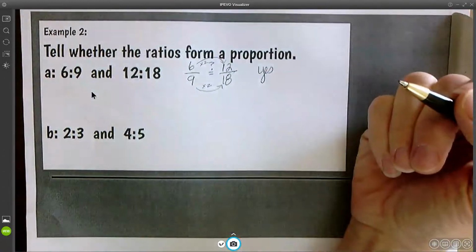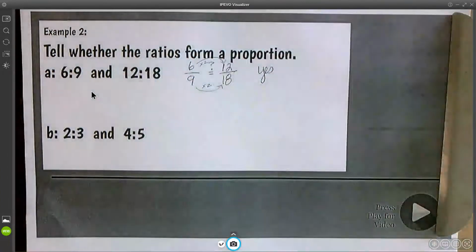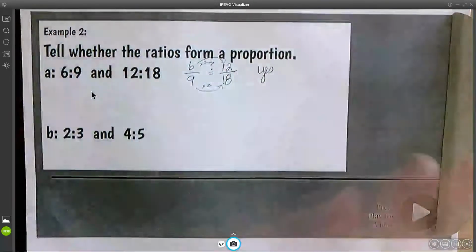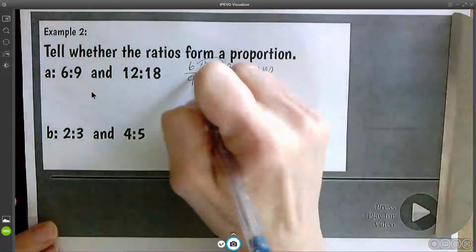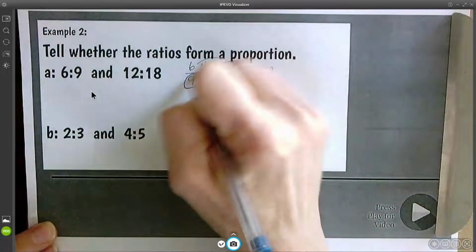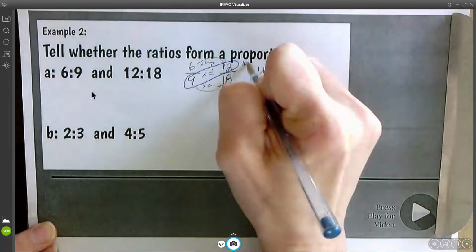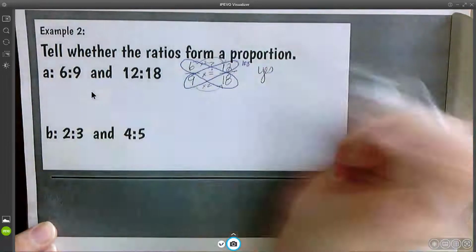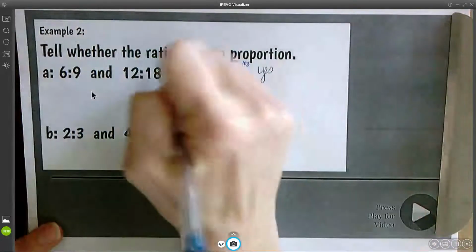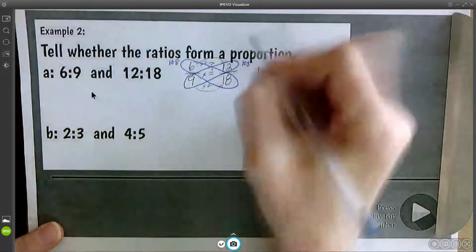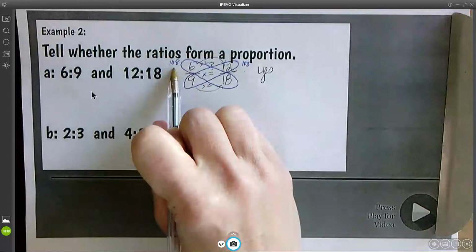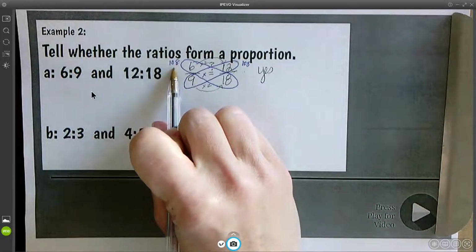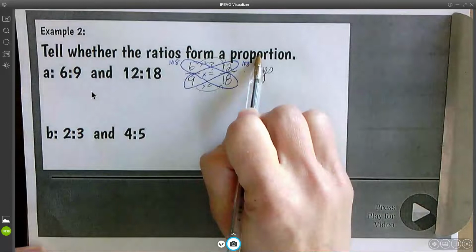The other way, which we just talked about, is checking the cross products. You can do one or the other; you don't have to do both. But I can check 9 times 12 and I get 108. And I can check 6 times 18 because this method always works. I get 108 as well. So because cross products are equal, therefore it does form a proportion.